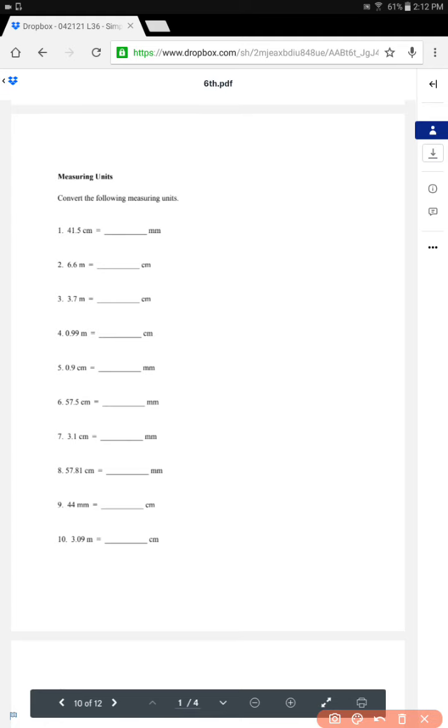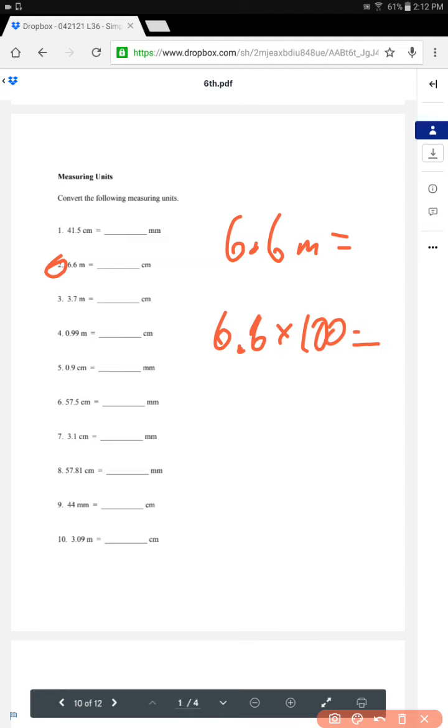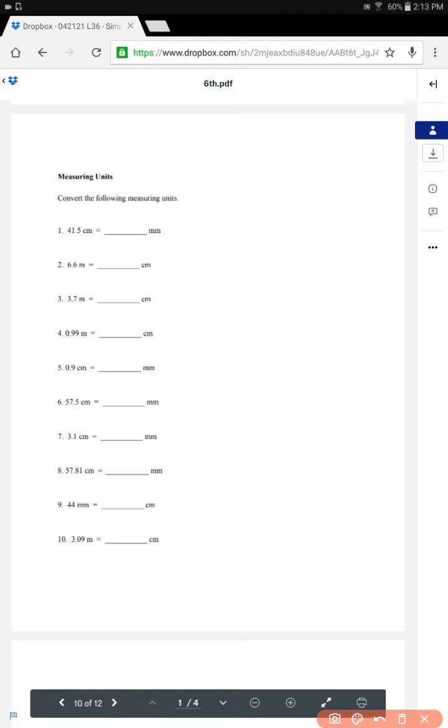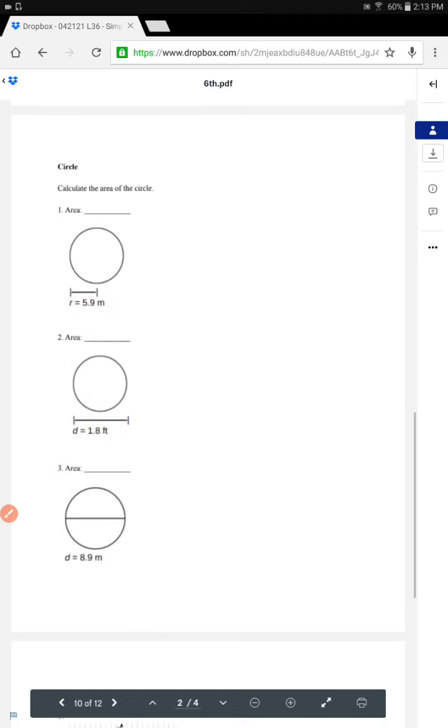Let's actually just do one right now. Number 2. 6.6 meters is equal to, and since there are 100 centimeters in 1 meter, we're going to multiply 6.6 times 100, and that equals 660 centimeters. So the answer would be 660 right here. Alright. Moving on.